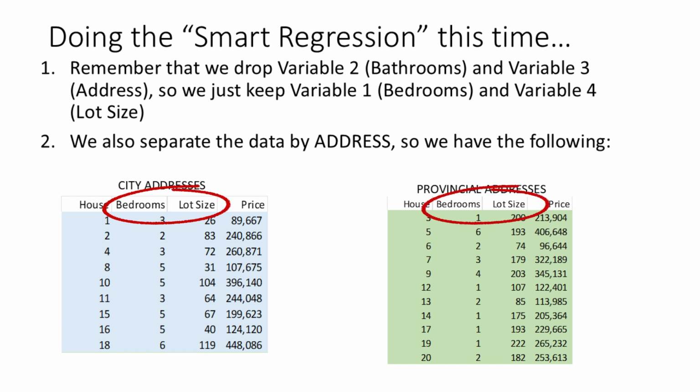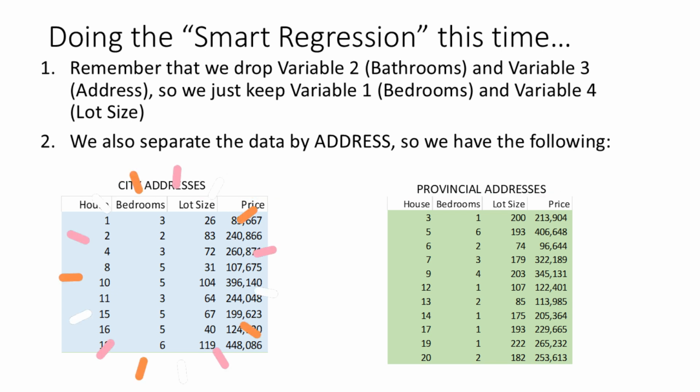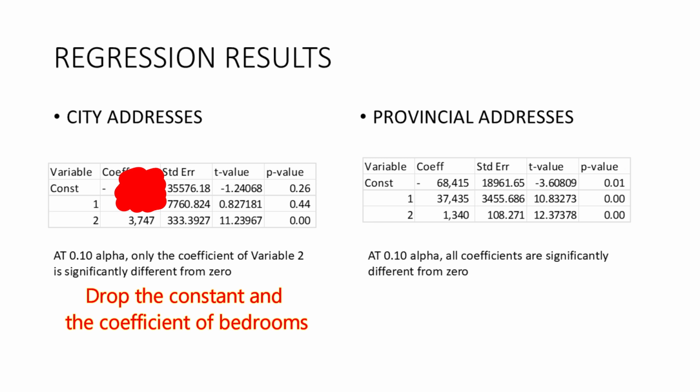Moving on to the smart regression, we are left only with the bedrooms and lot sizes as the variables. And we will do the regression by clusters, city addresses and provincial addresses. We will also use the color scheme to distinguish the data, blue to refer to city addresses and green to refer to provincial addresses. These are the regression results for the 2 clusters. It turns out that for city addresses, only lot size is significant.